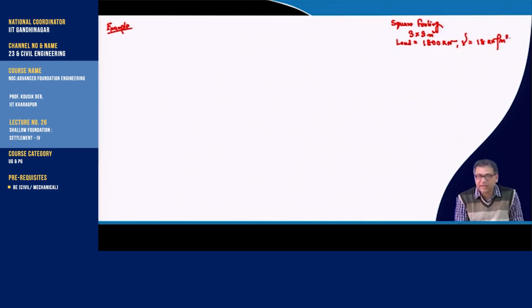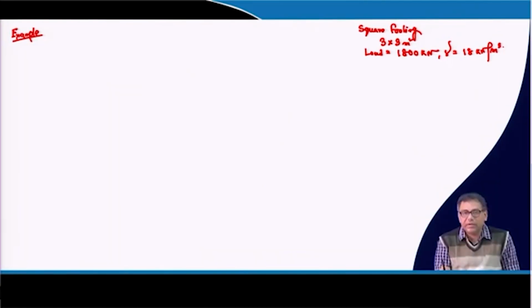Again, remember that when you calculate gamma Df, you consider the effect of water table if it is present, but here it is not present. So, we will not consider the water table effect. That is why the unit weight is the same throughout the soil, 18 kilonewton per meter cube, and the depth of the foundation Df is 2 meter.